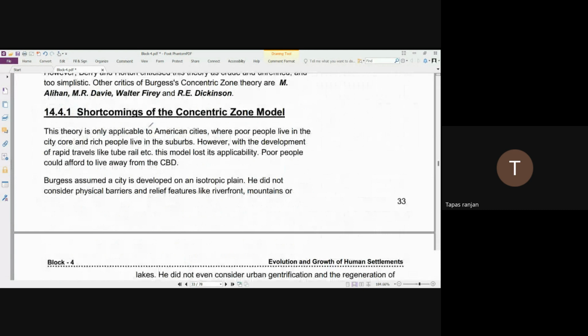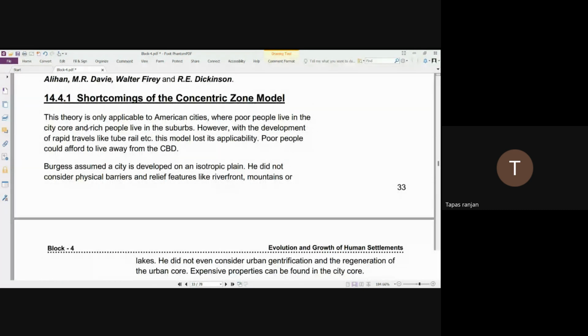So what are the shortcomings, the limitations and drawbacks, of the concentric zone model? This is mostly applicable to American cities, where a lot of poor people live in city cores, just like what we have discussed: the transitional zone where a lot of poor people live, and rich people basically live in suburbs.